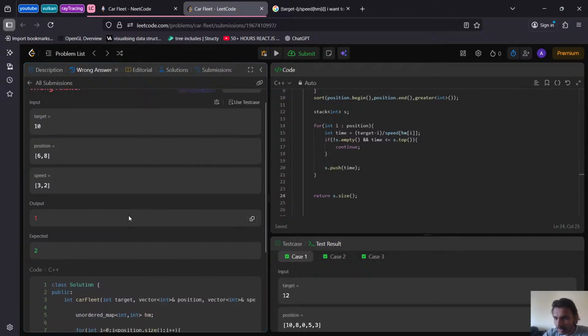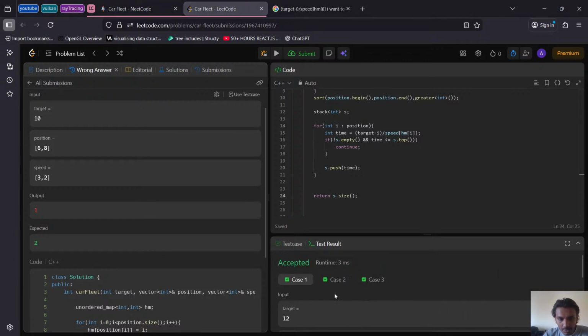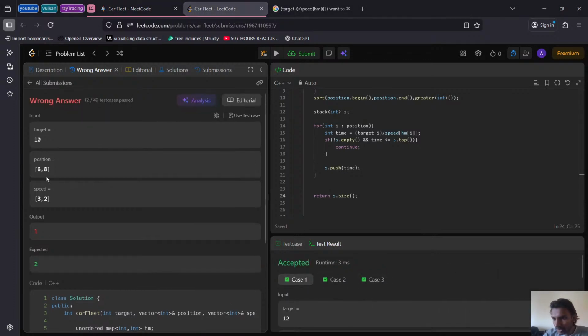For this we got the wrong answer. We got it right for one test case, but not for this one, because I think the answer is 4 due to the time upper bound. We have 10 minus 6, that is 4, and 4 divided by 3 is 2 point something, so that should be 2. Now for 8, 10 minus 8 is 2, divided by 2 is 1.